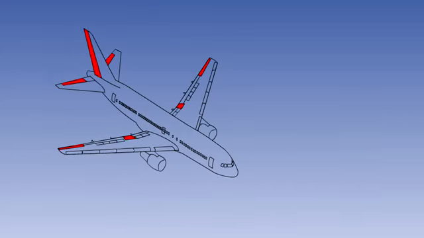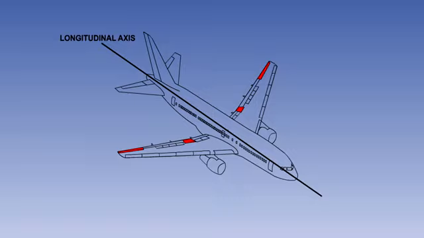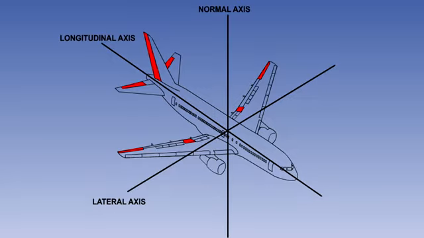The ailerons, elevators and rudder are known as the primary flight controls. That is the end of this introductory lesson. You now know that ailerons control the roll of the aircraft about its longitudinal axis, that elevators control the aircraft's pitch about its lateral axis, and that rudders control yaw about the normal axis.